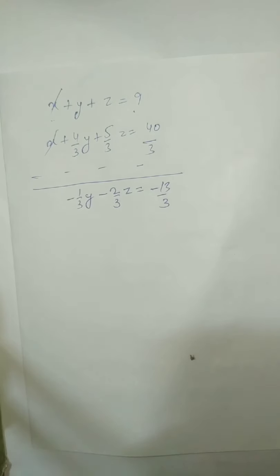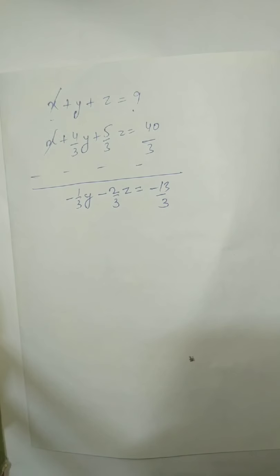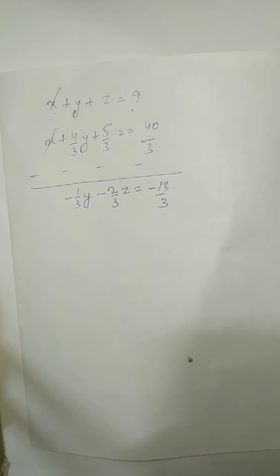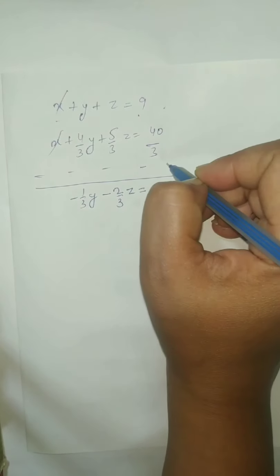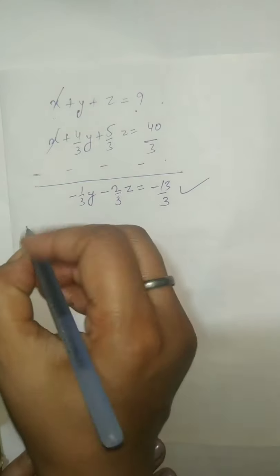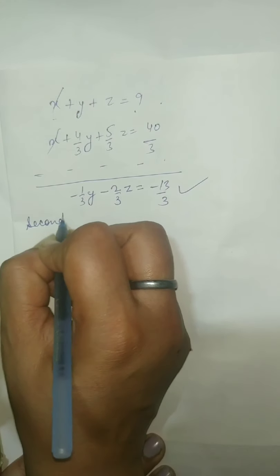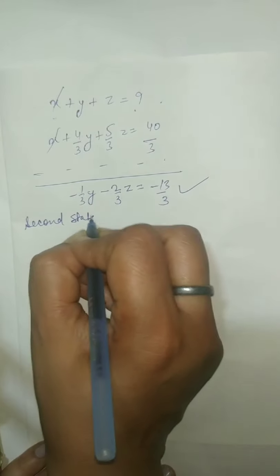Then we subtract it from the c equation. Then we get minus 1 by 3y, minus 2 by 3z and minus 13 by 3 by subtracting it from c. Now we do the second stage.